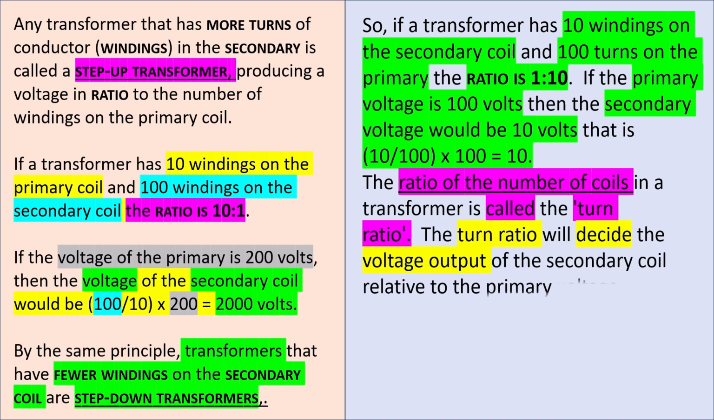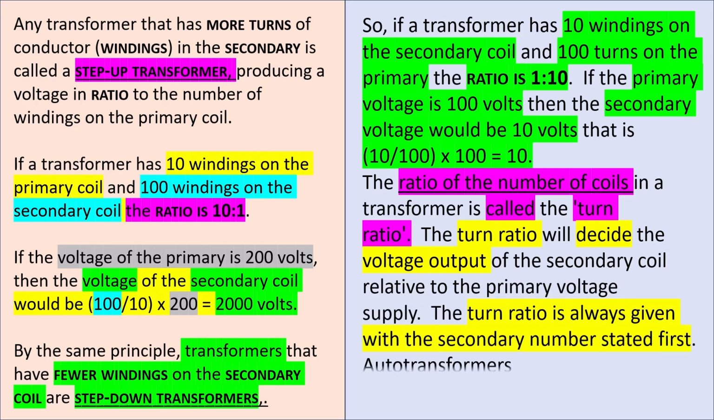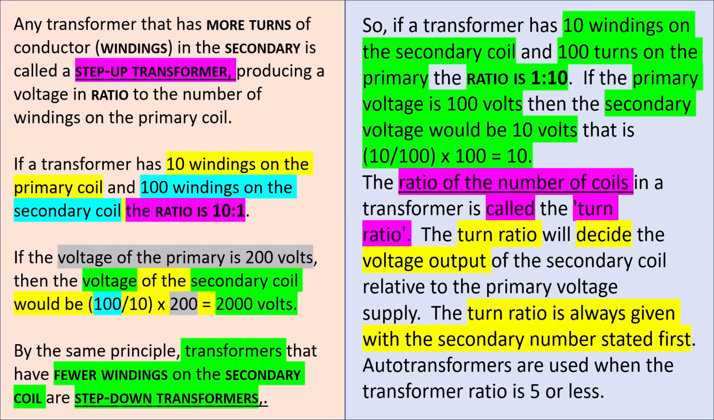The ratio of the number of coils in the transformer is called the turn ratio. The turn ratio will decide the voltage output of the secondary coil relative to the primary voltage supply. The turn ratio is always given with the secondary number stated first. Auto transformers are used when the transformer ratio is 5 or less.